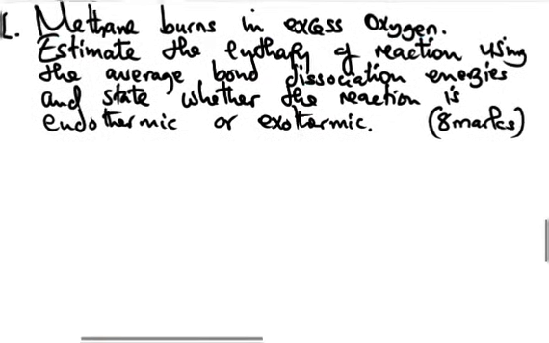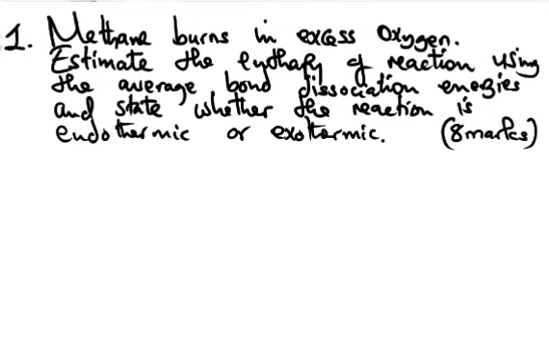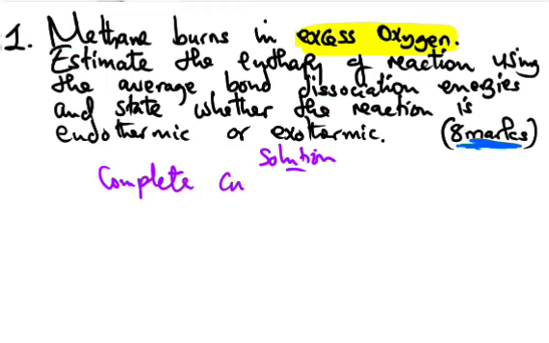Let's have an example here. The question reads, methane burns in excess oxygen. We should estimate the enthalpy of reaction using the average bond dissociation energies, and we should state whether the reaction is endothermic or exothermic. The key point is the reaction has taken place in excess oxygen. It's a complete combustion. So let me write a solution. In excess oxygen, we have complete combustion, and complete combustion gives out carbon dioxide and water.